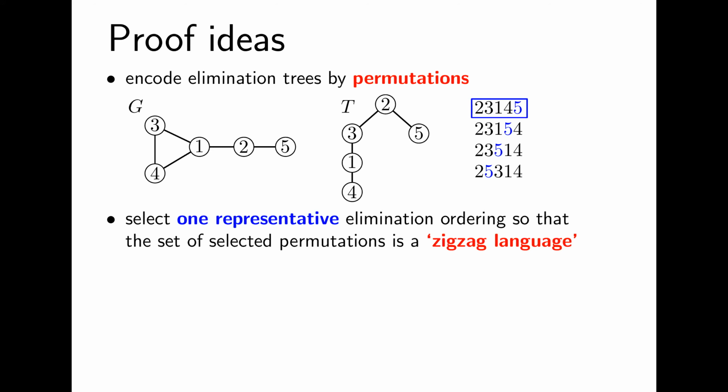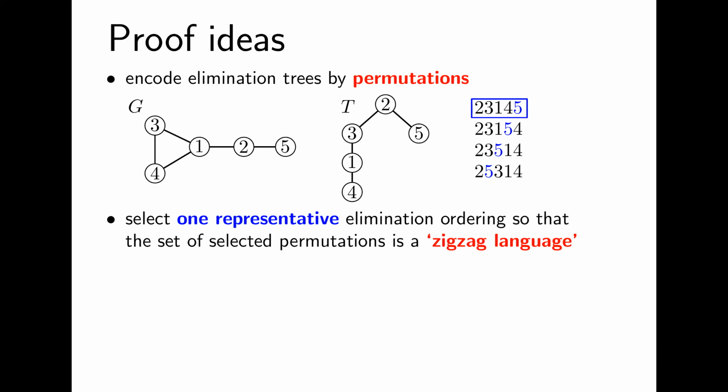What we do now, this is one of the steps in the proof. So we have elimination trees, they correspond to sets of permutations. And what we do is we specify a rule for how to pick from each set of permutations one representative. In this case, it's the first one from this set of 4 permutations. So those representatives that we picked, this is now a subset of permutations of length n that forms a so-called zigzag language.